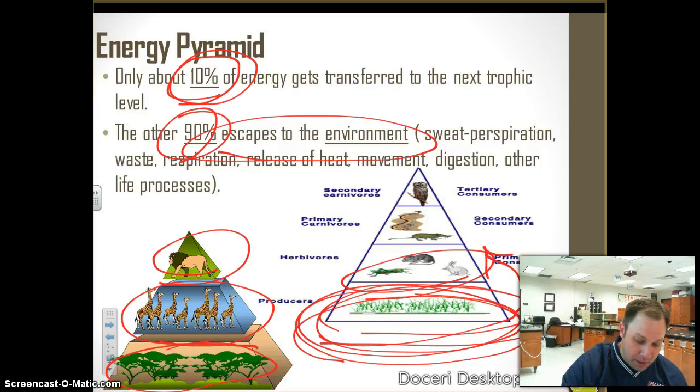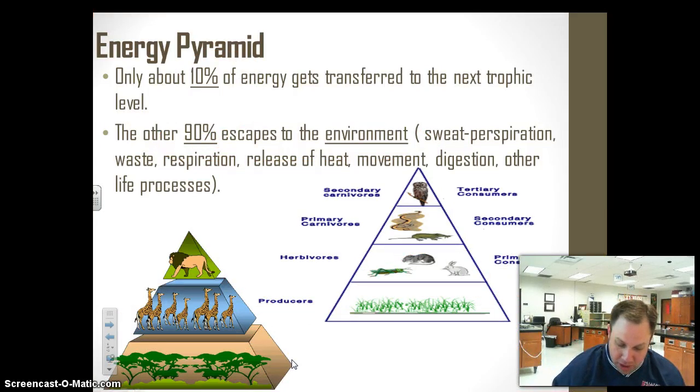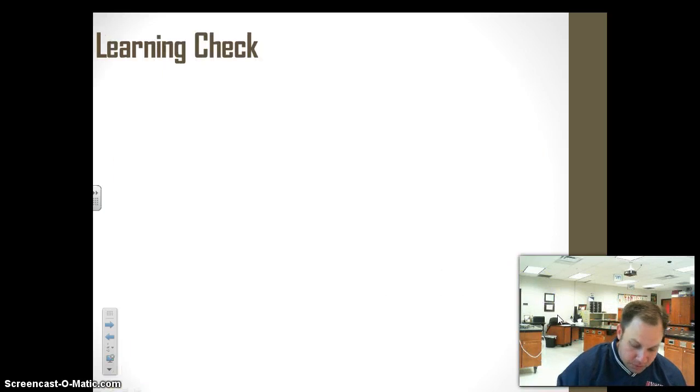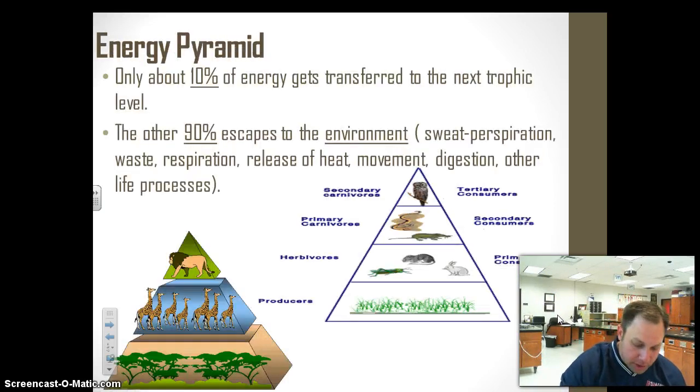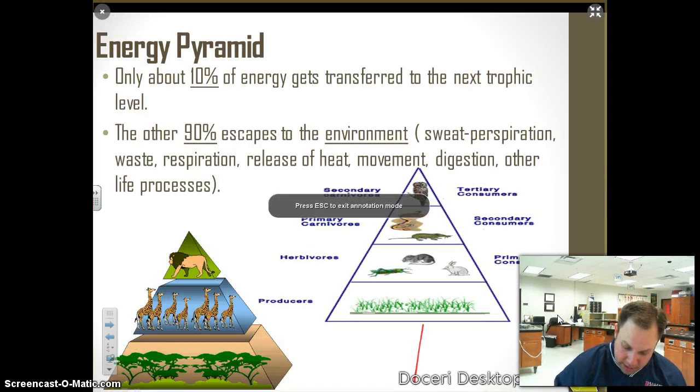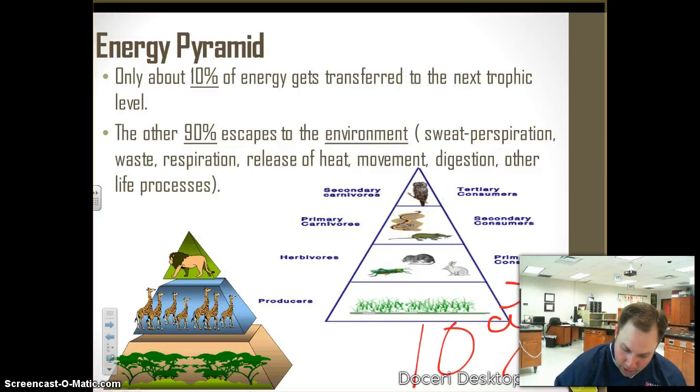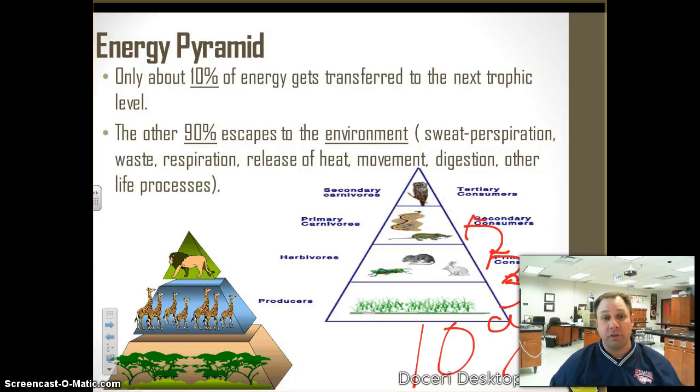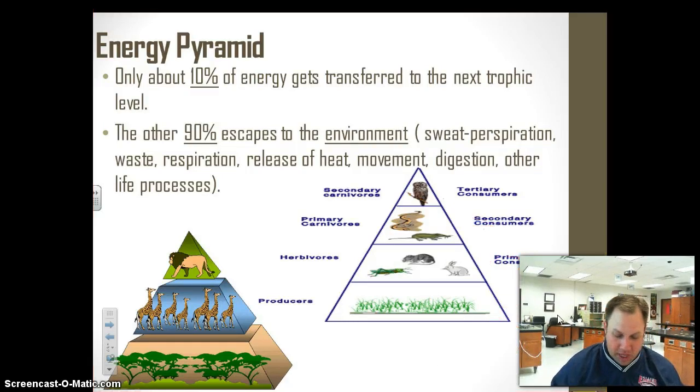So again, the energy pyramid is simply showing us the amount of energy at each level, and only 10% of the energy goes from one level to the next level to the next level. So at each level, 90% of the energy that's in that food is essentially wasted, lost in the environment. All right, so hopefully this helps you understand the energy pyramid a little bit better. Stay tuned for part 3 of these notes.